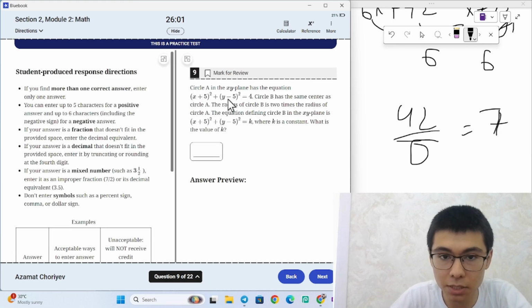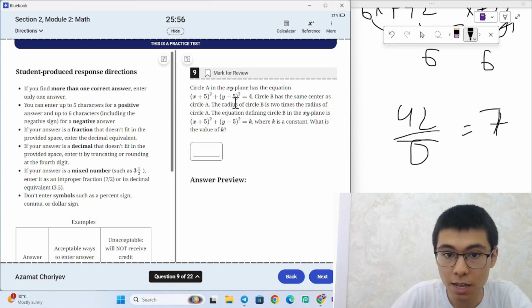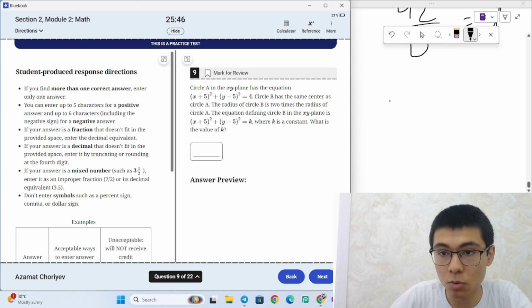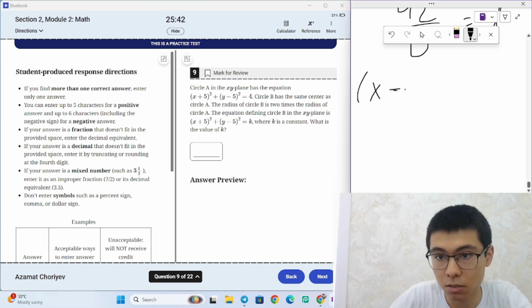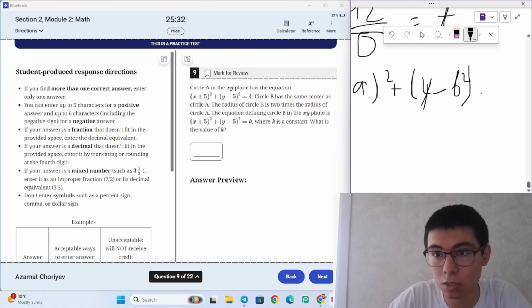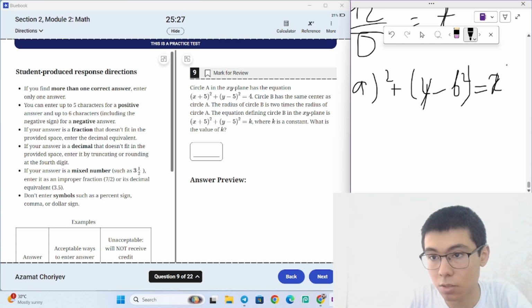So here we have the equation of circle A, and then it's saying that the center is the same, but the radius of circle B is 2 times the radius of circle A, and then we have an equation for circle B. What's the value of k? So you gotta know this formula: x minus a squared plus y minus b squared is gonna be equal to radius squared.